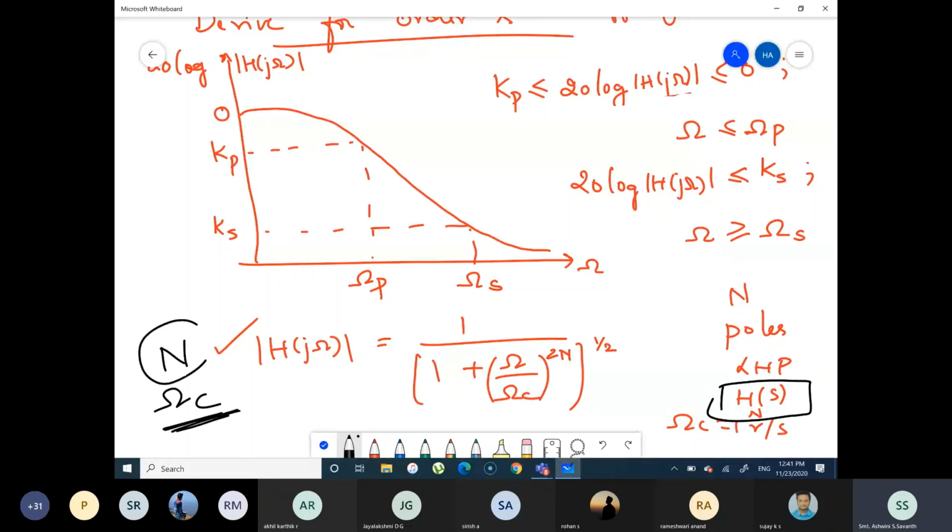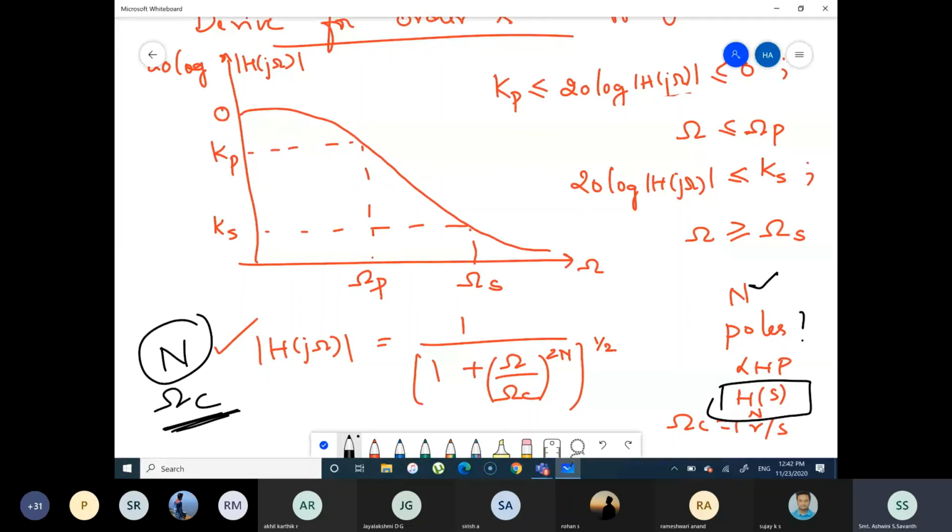But before that, you need to know what is capital N, isn't it? Until you know the order of the filter, you cannot find the poles. It's not possible for you to find the poles. So the very first design step will be to find the order of the filter. So what is that expression for the order of the filter that we have to use here for the Butterworth filter is what we have to derive now.